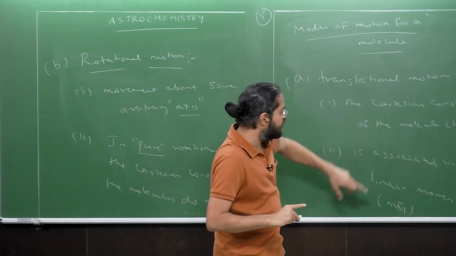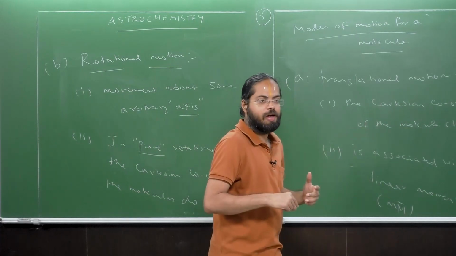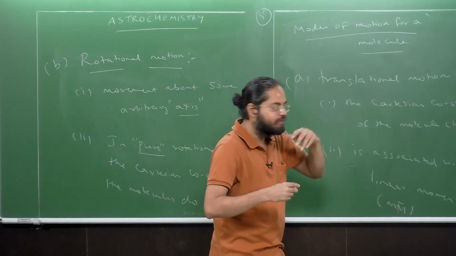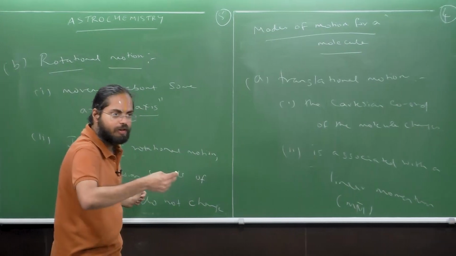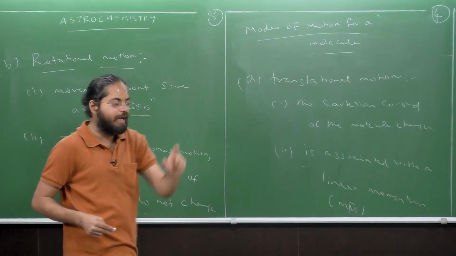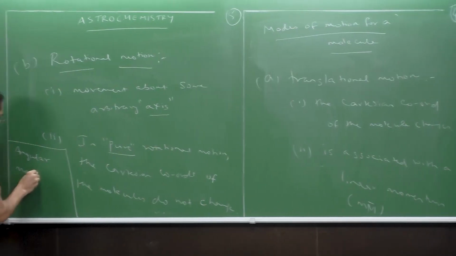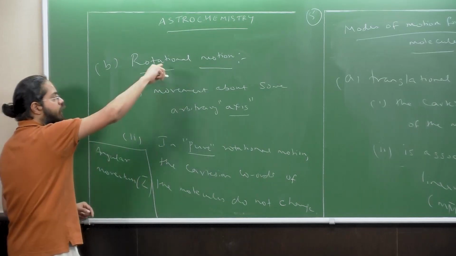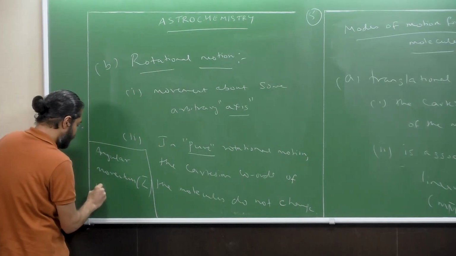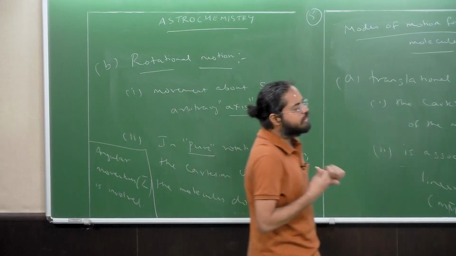If in translational motion, you have some kind of a linear momentum always getting transferred from the system to the surroundings and vice versa, in rotational motion, what's always involved? Some kind of an angular momentum is involved, right? So I'll just keep it here. Angular momentum, the vector L, is always associated with rotational motion. So this is our understanding of rotational motion.